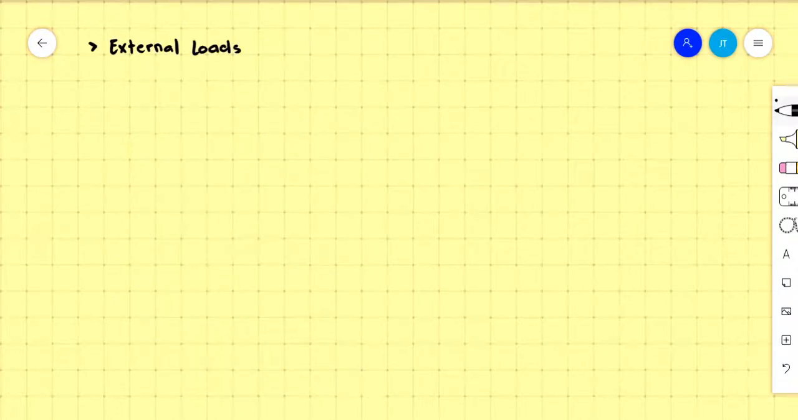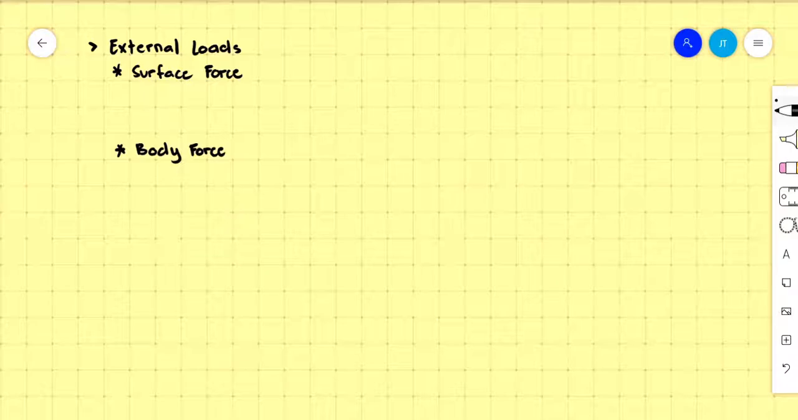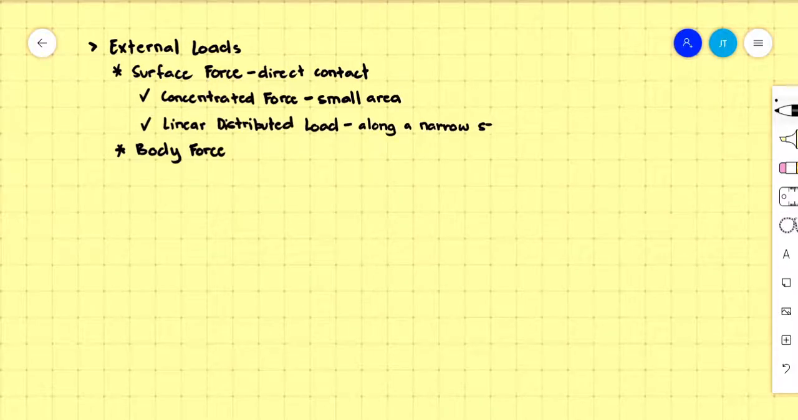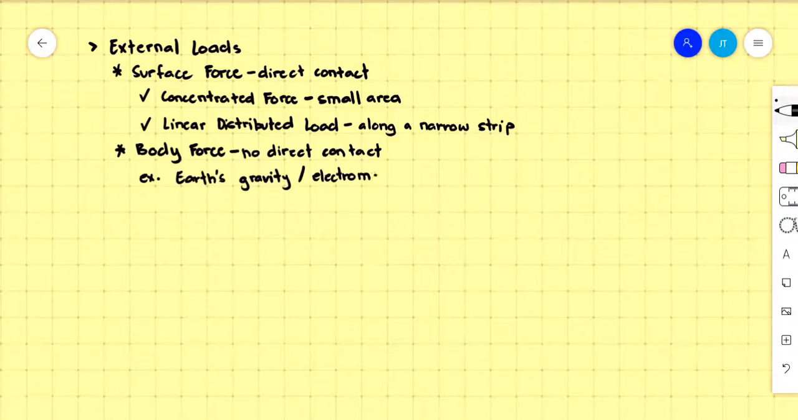External loads can either be a surface force or a body force. Surface force occurs when there is a direct contact of one body with the surface of another. When the surface force acts in a small area with the body in contact, it is a concentrated force. Linear distributed load is applied along a narrow strip of area. Body force, on the other hand, is a force a body exerts on another without direct contact. Examples include Earth's gravitational effects or its electromagnetic field.